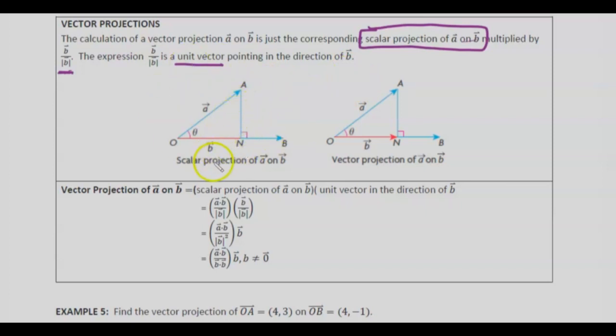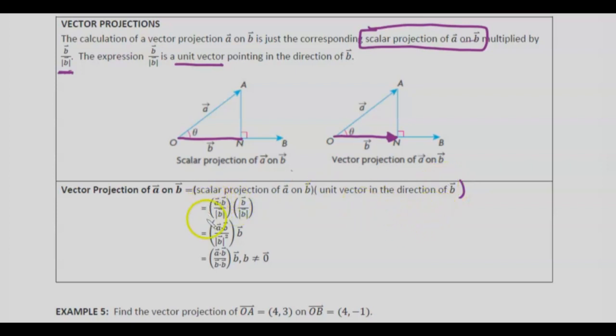Here's a little bit of a diagram. The scalar projection of A on B would be ON, but as a scalar. Notice that there's no arrow. Now the vector projection of A on B is the same magnitude. This time it has an arrow because now it's a vector. The vector projection of A on B is going to be the scalar projection of A on B times the unit vector in the direction of B.